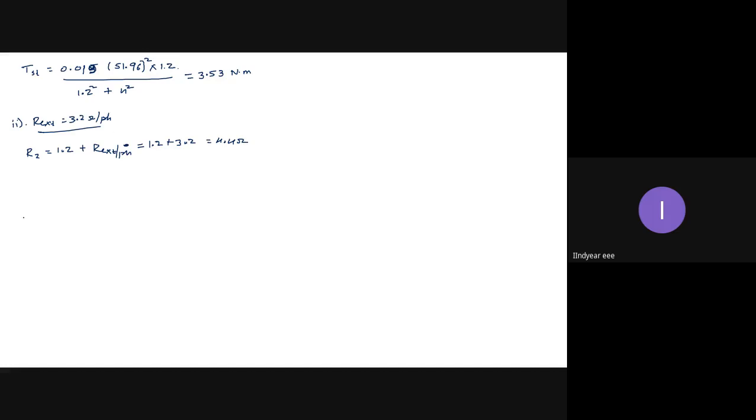With this, now again I have to find the same three values. Therefore, Z2 is equal to under root 4.4 square plus 4 square, equals 5.94 ohms.